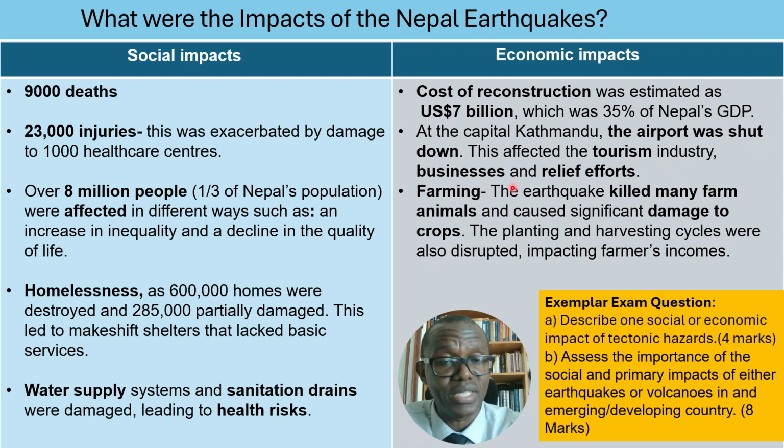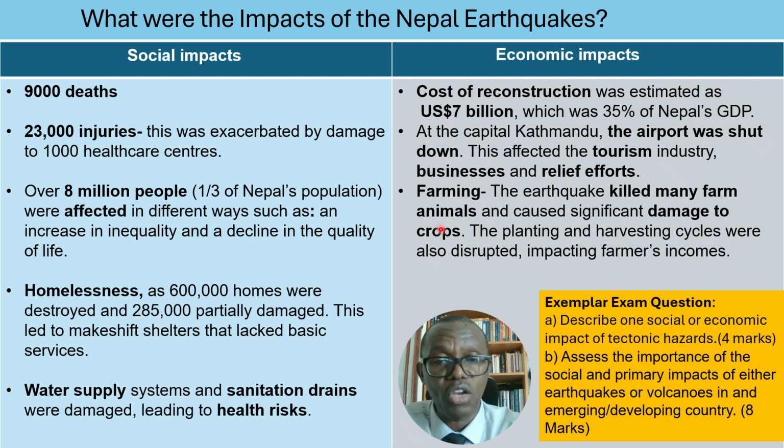Then you have businesses as well. So businesses that rely on the airport are also losing money. Relief efforts: any international help that is supposed to come in, people coming in by plane to help, so medical personnel, for example, food being sent to help these people, medicines and other medical supplies coming into the country. Anything that is coming into the country for the relief efforts to take place is likely to be impacted by the fact that the airport is shut down.